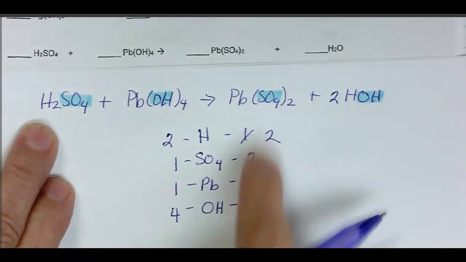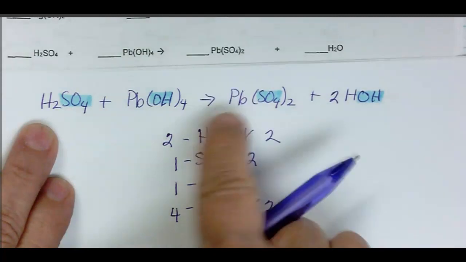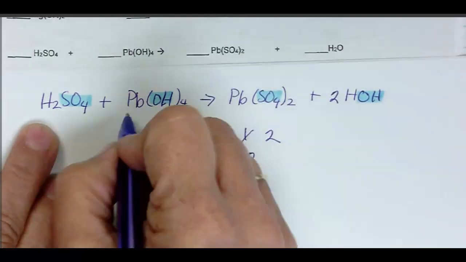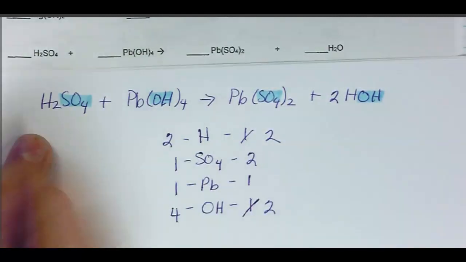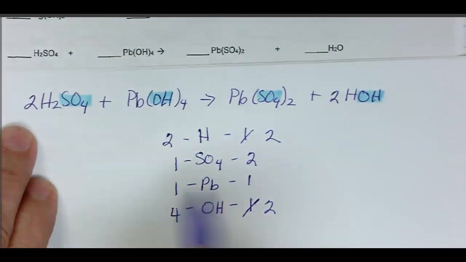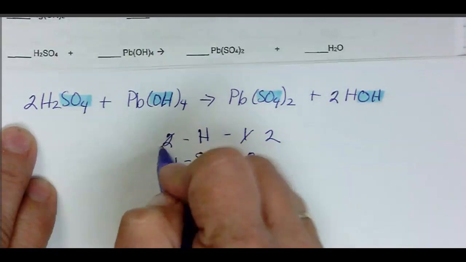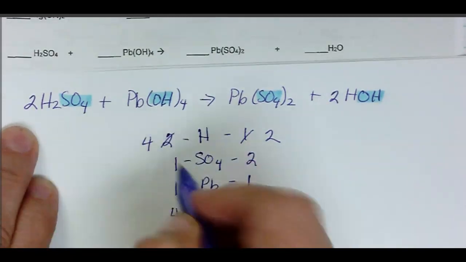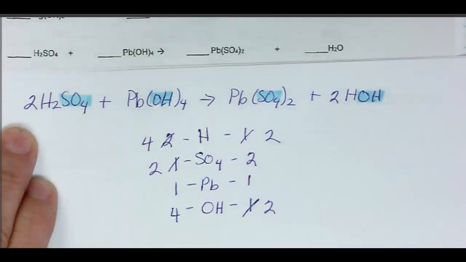I have 2 sulfates. So I'm going to have to come over here and put a 2 there. Now that gives me 4. It also gives me 2 sulfates. Let's see where we're at now. So hydrogens are still messed up.